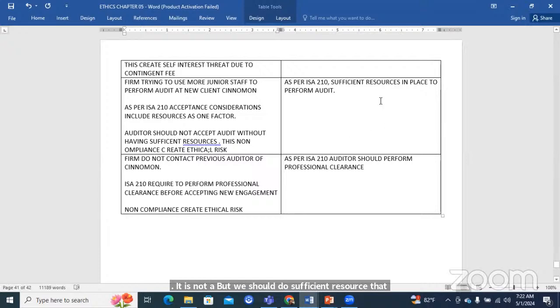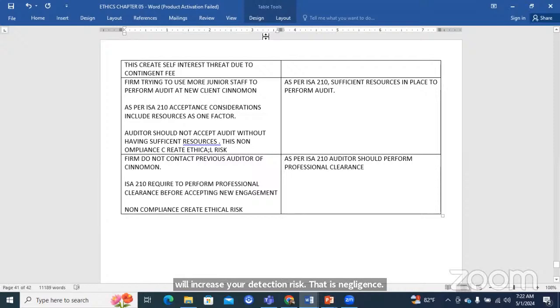What should we do? Sufficient resources should be in place. If you accept it, recruit more senior people and do the audit. Or else ask them to extend the deadline: February we can't give, I can give only in April. Do whatever you want. You can't simply use audit junior staff and finish the audit. That will increase your detection risk. That is negligence.